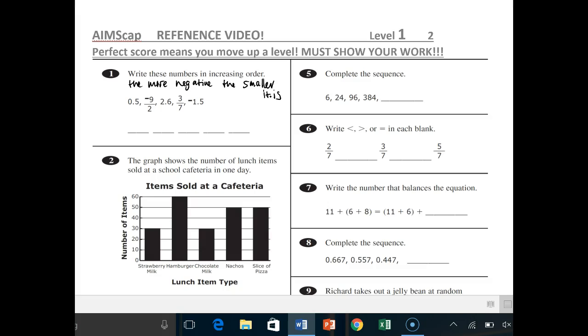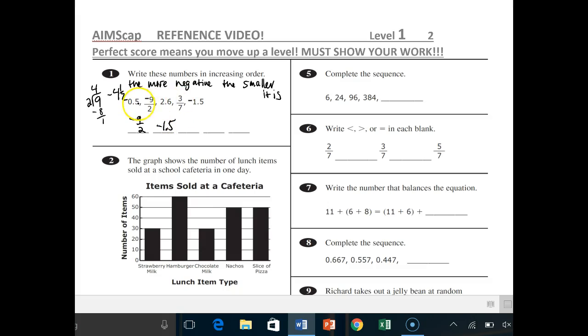It would be really helpful to try and convert all these fractions to decimals. So -9/2 can be converted into a mixed number, and that is really -4 1/2. So we know -9/2 is going to be our smallest number. That's like -4.5, then followed by -1.5. Then we're looking at the positives.